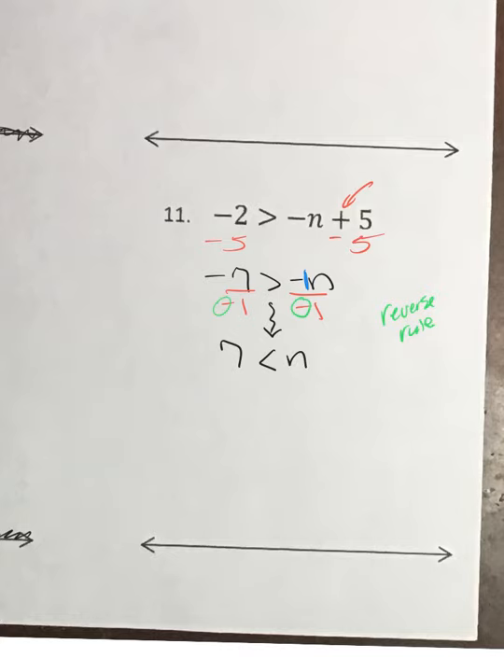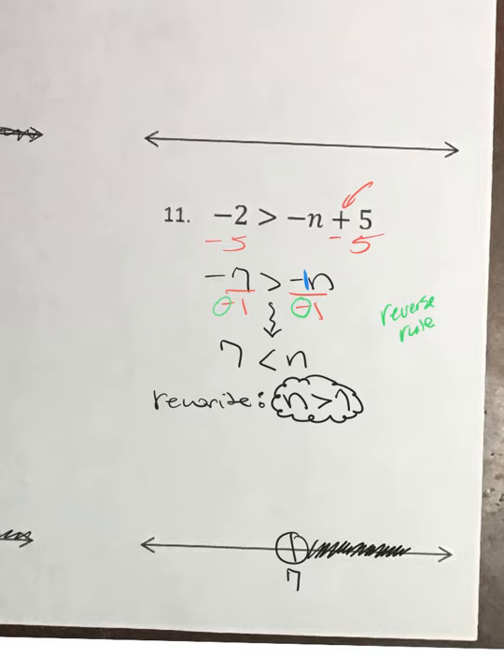Right? And then we got this backwards, so it's probably a good idea to rewrite it. So n is greater than 7, because we read from left to right, so it makes more sense to have the variable on the left. So all the numbers that are greater than 7, that means open circle, would have to be to the right of 7.